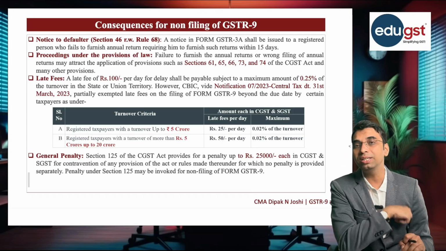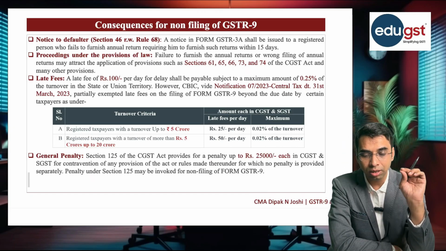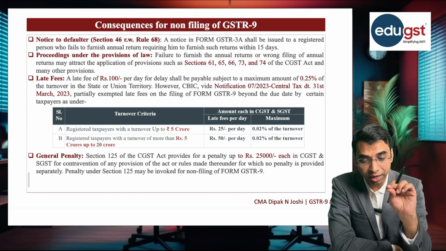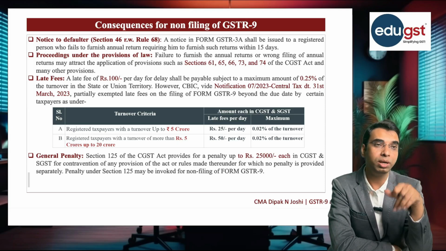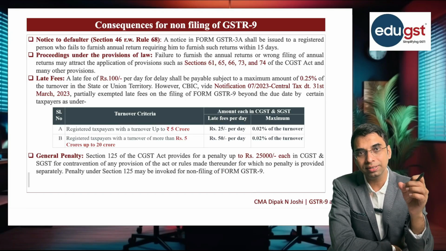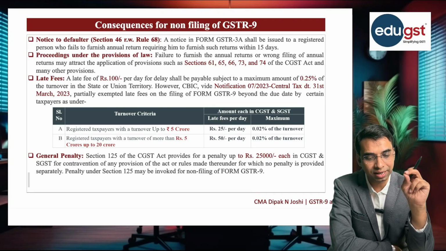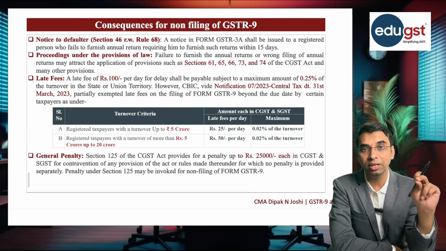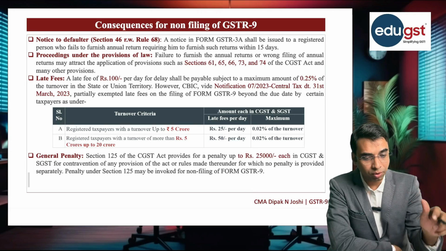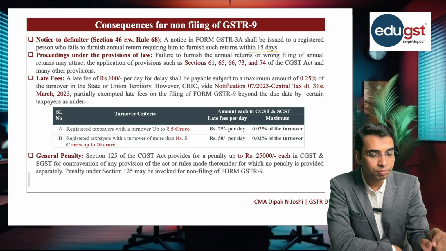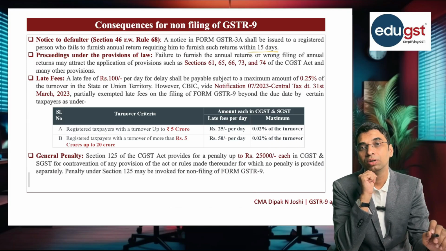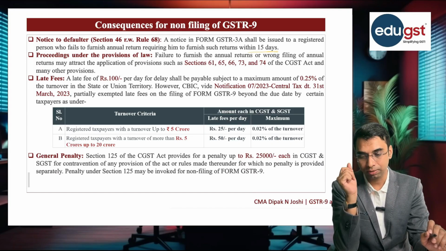Now let's understand what are the consequences if I'm not filing GSTR-9. The first consequence is that the department can issue you a notice under section 46 read with rule 60. So the department will issue you a show cause notice in form GSTR-3A. After getting that notice, the registered person is required to file GSTR-9 within a period of 15 days. So this will be the first consequence.